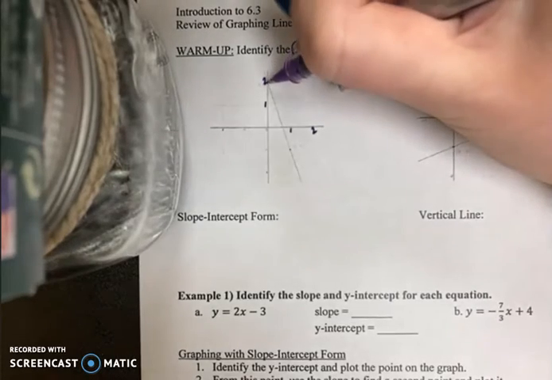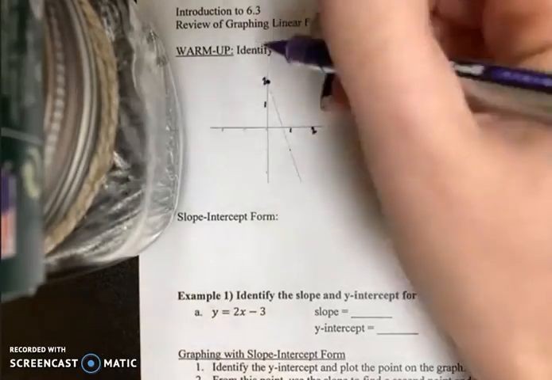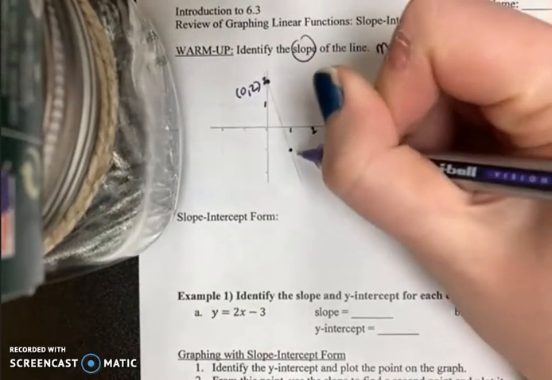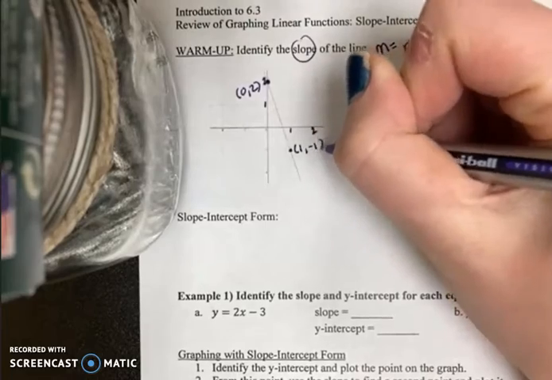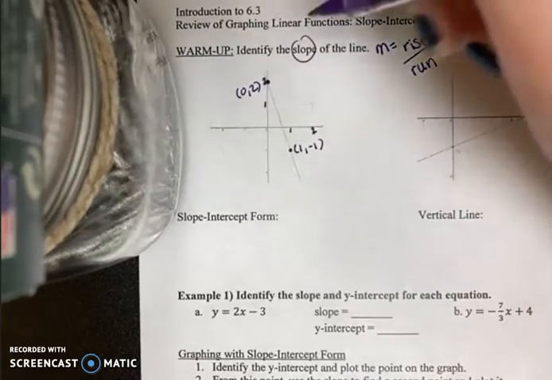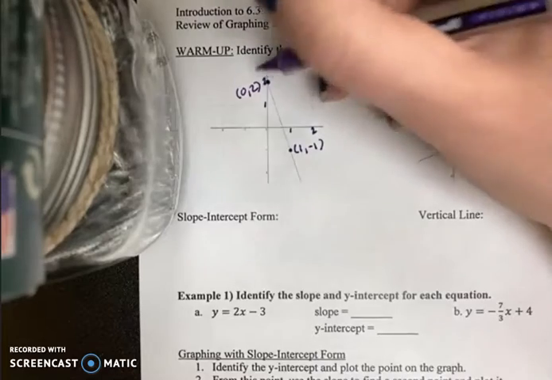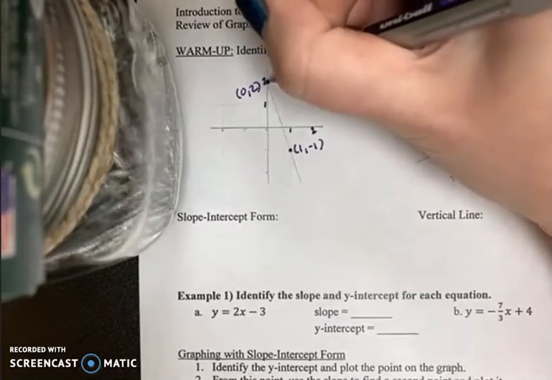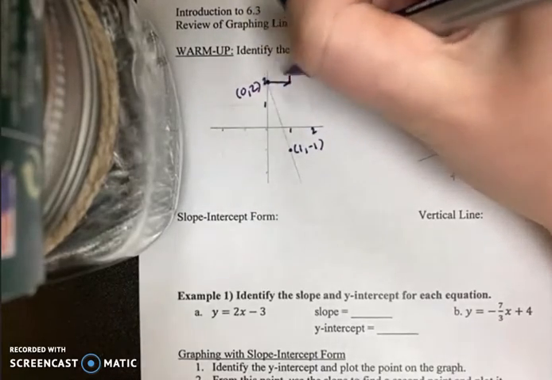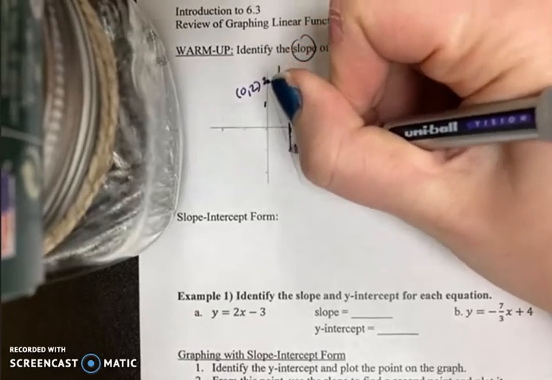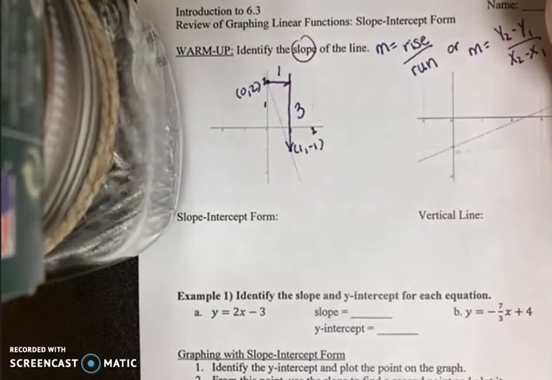I gave you 2 points. There was a point here, which is located at 0, 2, and there's a point here, which is located at 1, negative 1. If I'm using rise over run, to get from this point to this point, I can see that I need to move right 1 unit and then down 3 units.